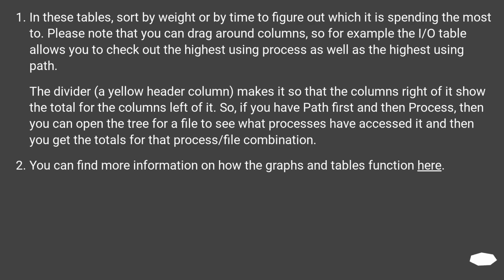The divider, a yellow header column, makes it so that the columns right of it show the total for the columns left of it. So, if you have path first and then process, then you can open the tree for a file to see what processes have accessed it, and then you get the totals for that process/file combination. You can find more information on how the graphs and tables function here.